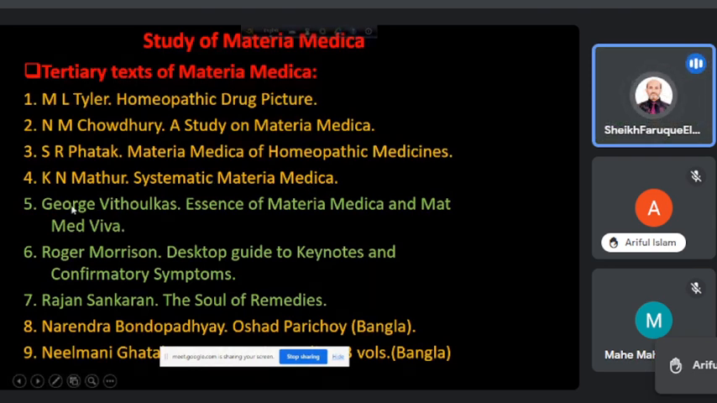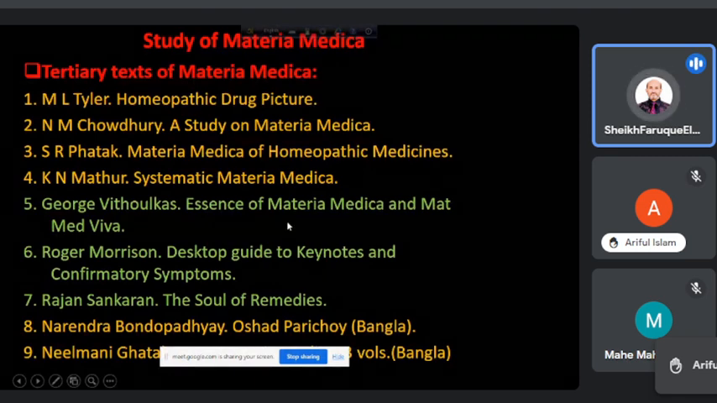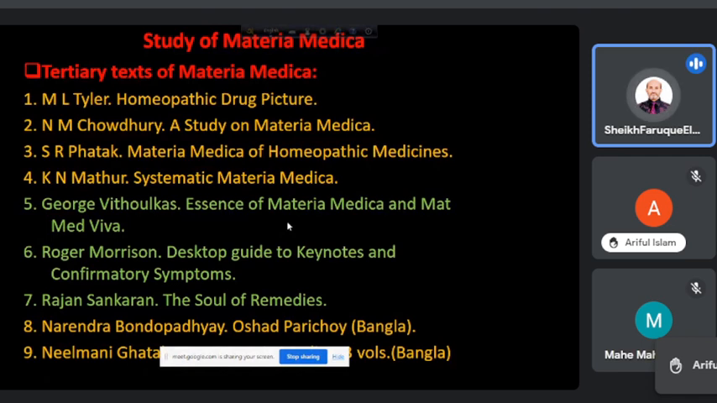Then we have Dr. George Vithoulkas. Vithoulkas, I think, does not need any elaboration. He is a Greek homeopath. He wrote one small book, Essence of Materia Medica, and big volumes like Dr. Herring's Guiding Symptoms. This is Materia Medica Viva. These are very good books you find in the Materia Medica Viva.